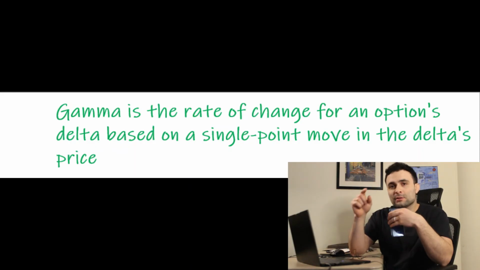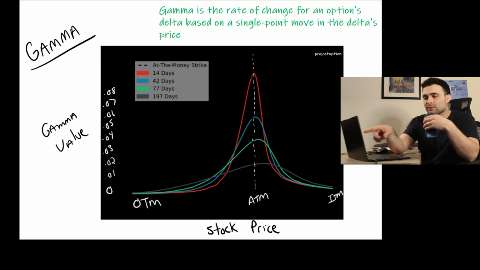The rate of change is the gamma. And the gamma varies based on if it's in the money, out of the money, at the money. And gamma is the rate of change for an option's delta based on a single point move in the delta's price. So I'm using this picture as an example. I got this on Google. I want to thank Project Option for drawing this out for us.